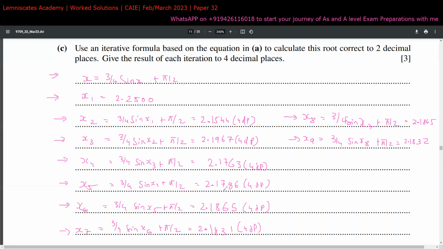Here is 2.18, 2.18, 2.19, 2.18, 2.18, 2.18. Now we are having enough evidence to say that the root of this equation, which is x, comes out to be 2.18, correct to 2 decimal places. So now that will be the answer of part C of question 7.